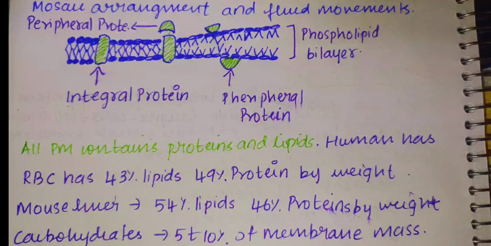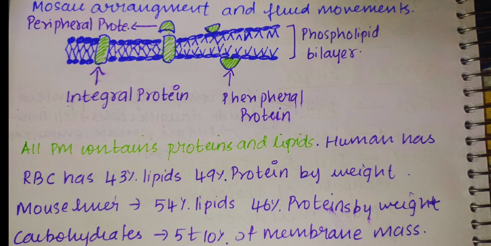Coming to the chemical constituents of the plasma membrane: all plasma membranes, regardless of the source, consist of proteins as well as lipids. The ratio of protein to lipid might vary depending upon the cell type. Let's go for an example. A human RBC has 43% lipid and 49% protein by weight, whereas a mouse liver cell has 54% lipid and 46% protein by weight.